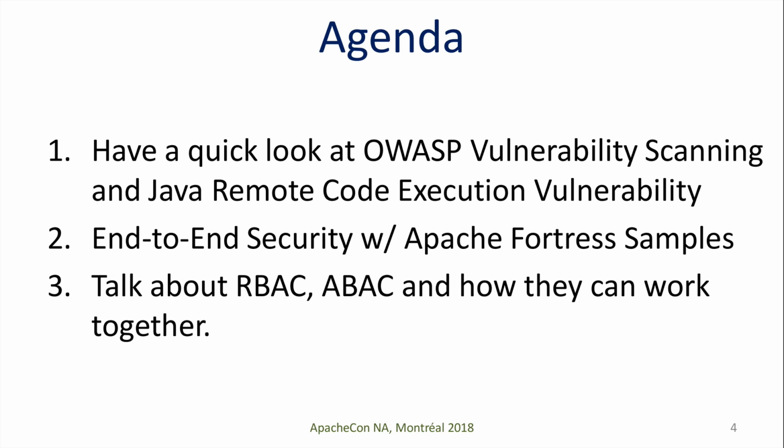All right, so our agenda: we're going to have a quick look at the OWASP vulnerability scanning tool as it relates to the Java remote code execution vulnerability. And I'm saying a quick look at that. Then we're going to take a deep dive into some end-to-end security examples with Apache Fortress. And then we're going to talk about role-based access control, attribute-based access control, and how the two can work together. I've been doing this talk for about 4 or 5 years, and it always changes a little bit. And that's the new stuff right there.